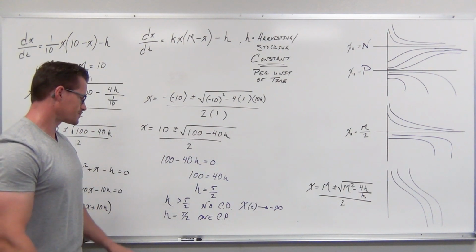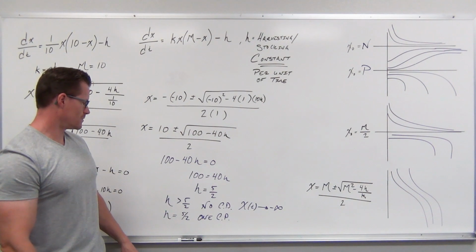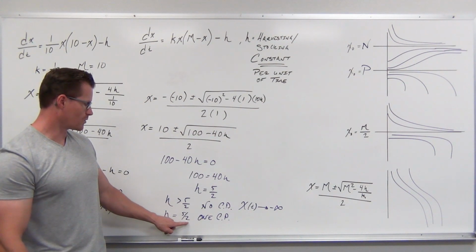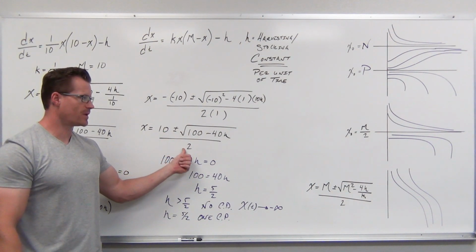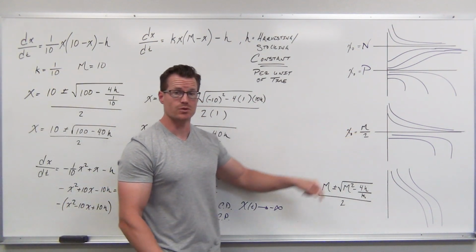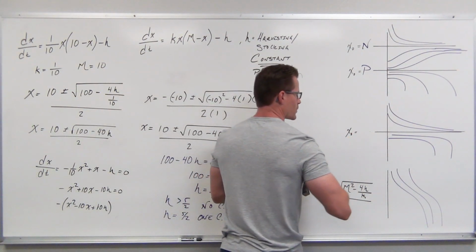What's going to happen? If H equals 5/2, you have one critical point. You can see it right here. The critical point would be 10 divided by 2. Oh my gosh, look at that, m over 2. You would get 10 over 2, or simply 5.